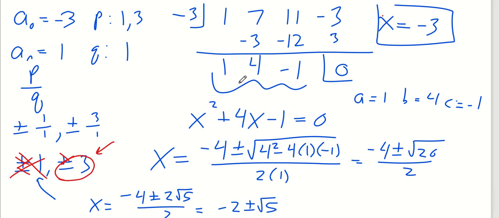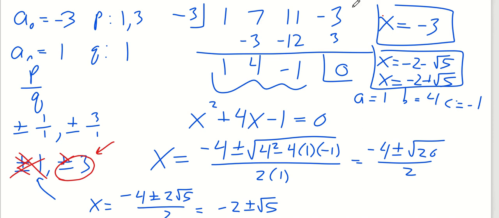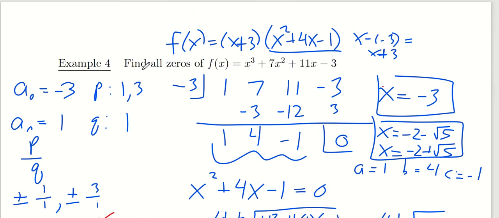So this polynomial has 2 additional zeros. They are x equals negative 2 minus the square root of 5 and x equals negative 2 plus the square root of 5. So we've successfully found all of the zeros of f of x. Notice that of the zeros, only one of them ended up being a rational number, and that was the solution x equals negative 3. The other 2 zeros ended up being irrational numbers. But in general, we've succeeded because we've found all zeros for f.